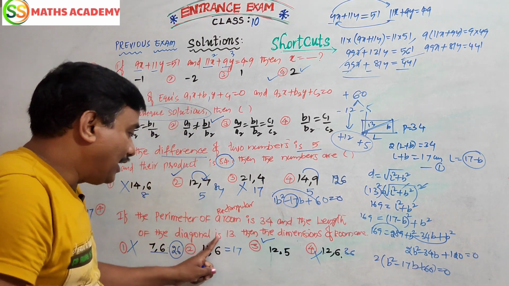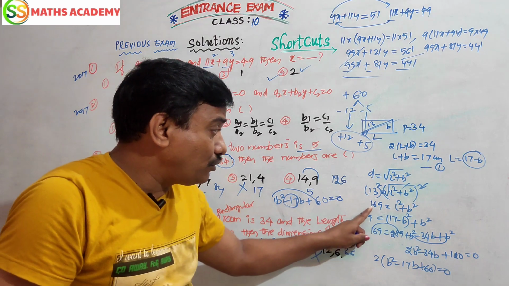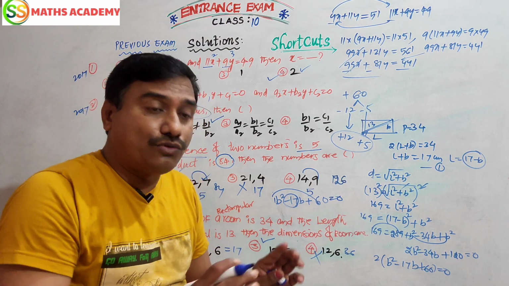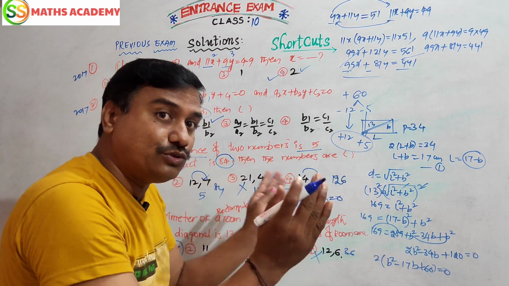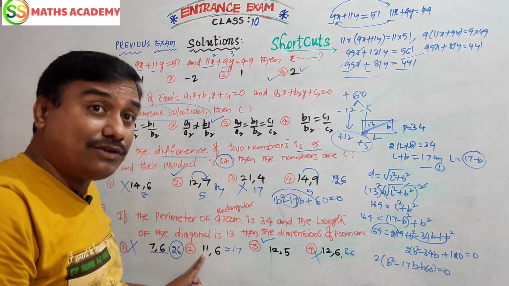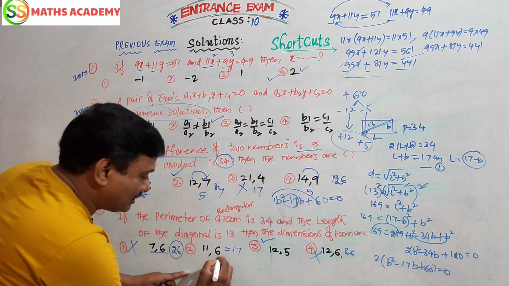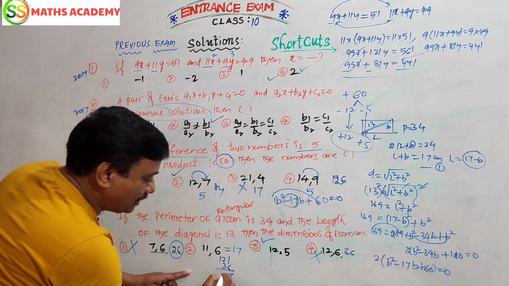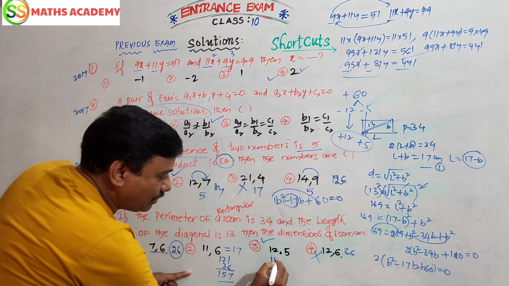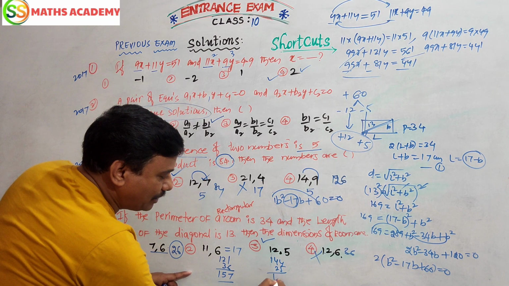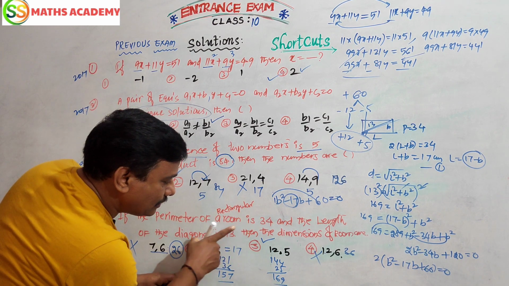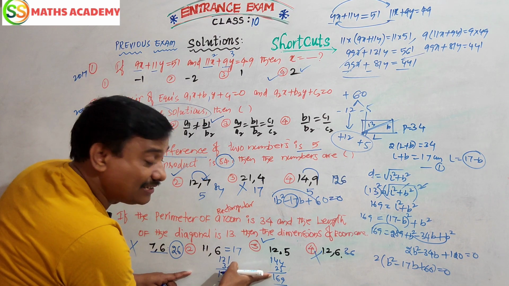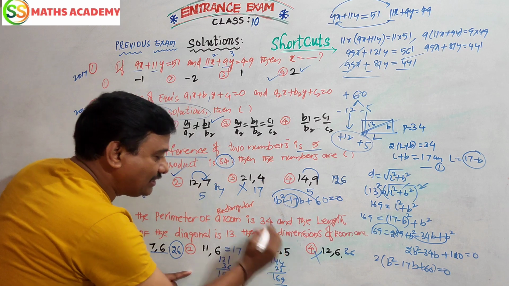And diagonal. Diagonal is what? Squaring on both sides, we should get 169, no? So what are the terms we have to square and add? 11 square 121, 6 square 36. So I am getting 157. 12 square 144, 5 square 25. I am getting 169. 13 square 169. So tallying, this answer. So the answer is this one.